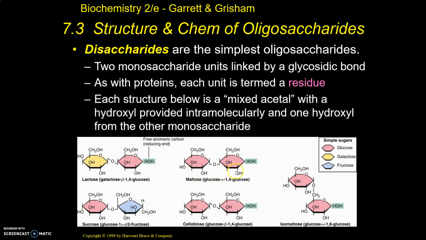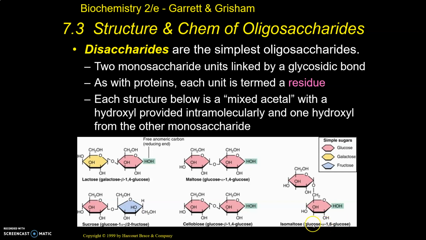Maltose is a glucose linked to another glucose, so completely symmetrical. And then here, cellobiose is also glucose linked to glucose, but look, the only difference between these two is this one has an alpha linkage and this one has a beta linkage, okay? And then this is also a glucose linked to glucose in an alpha linkage, but isomaltose, meaning it is an isomer of maltose because it has a different linkage. It's not 1,4. This one is 1,6.